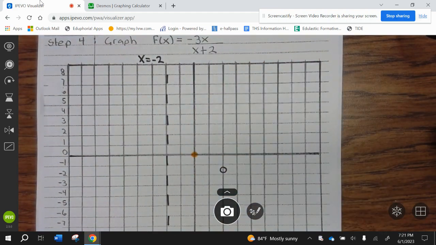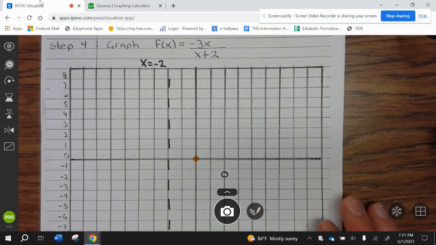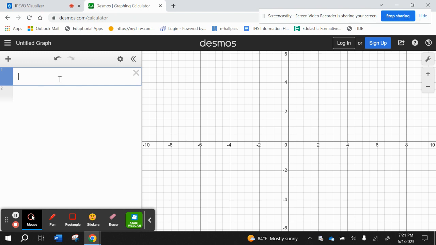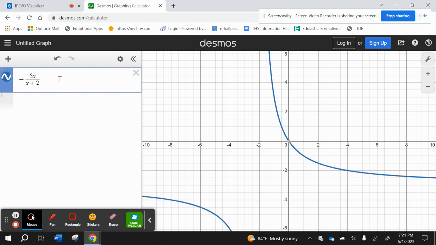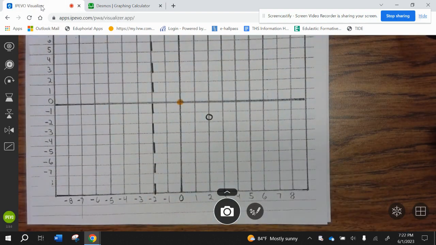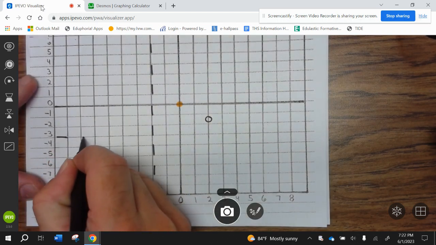Now we don't have the horizontal asymptote, but we can find that using Desmos. So let's go ahead and graph negative 3x divided by x plus 2. Now you can see here something's happening, and it looks like negative 3, so let's take a look. Y equals negative 3. Yep, so our horizontal asymptote is at y equals negative 3. So let's go ahead and graph that. Okay, so we have a horizontal asymptote at y equals negative 3.